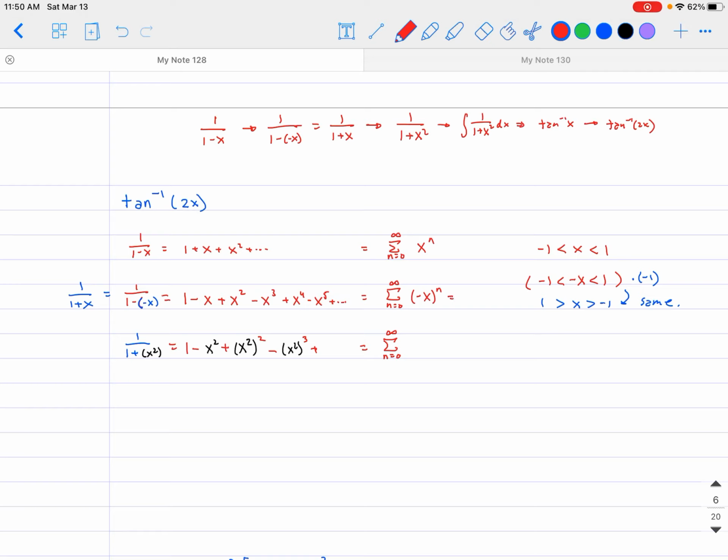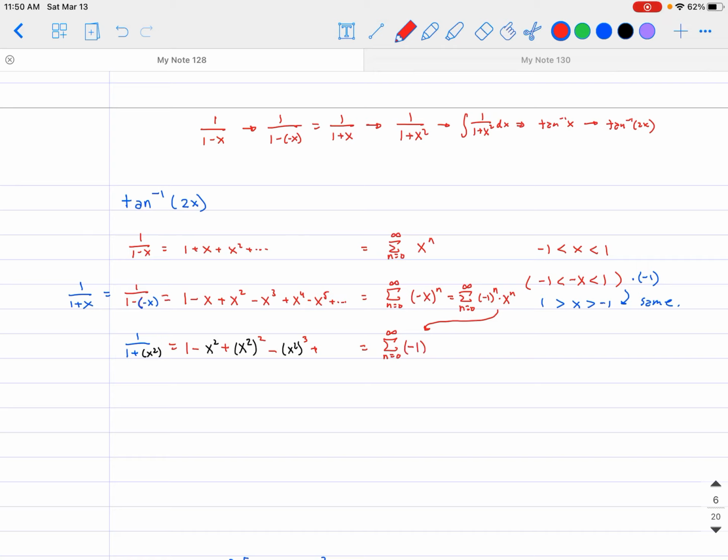Now for the one previously, if it helps, maybe we should write it like this. The summation of n equals 0 to infinity. We're going to factor out the -1, so that we have -1 to the n multiplied by x to the n. So now you can see that we can replace all the x with x squared.